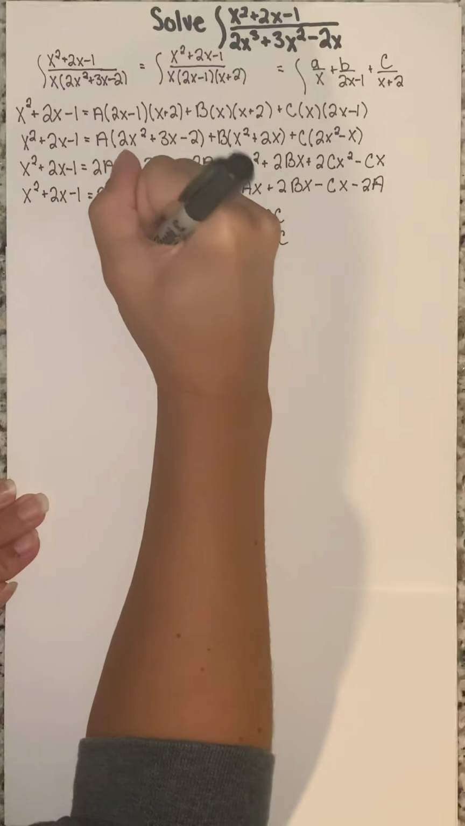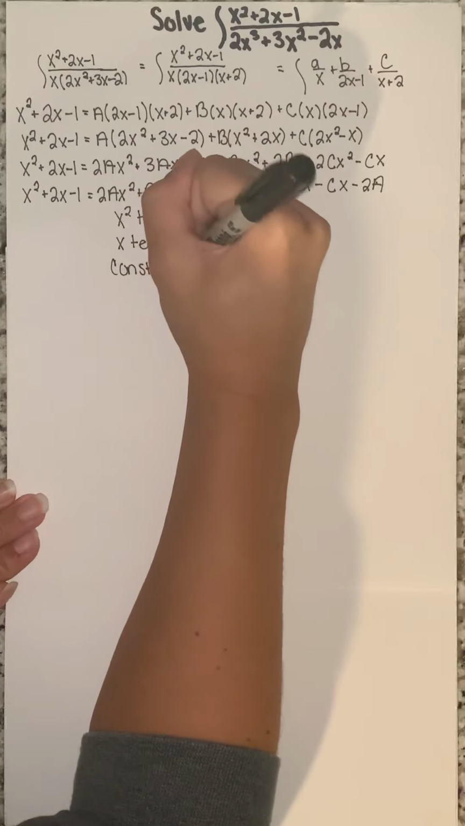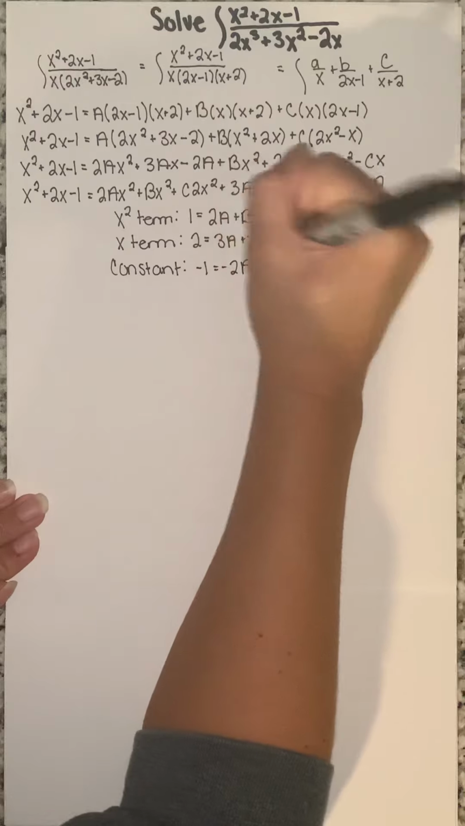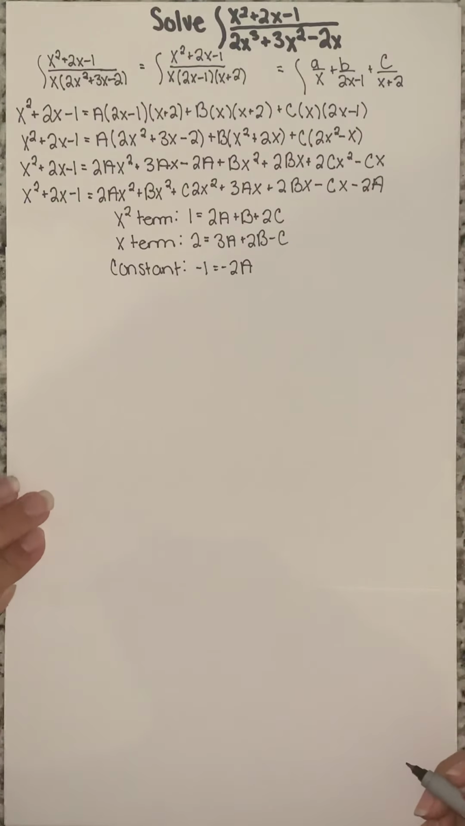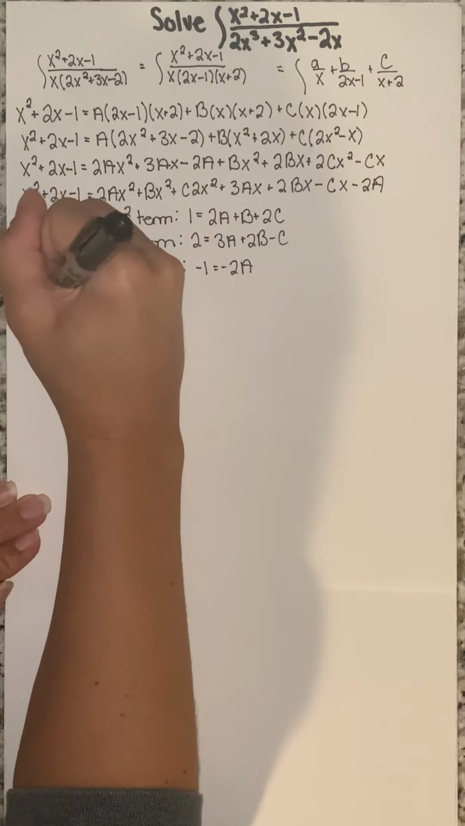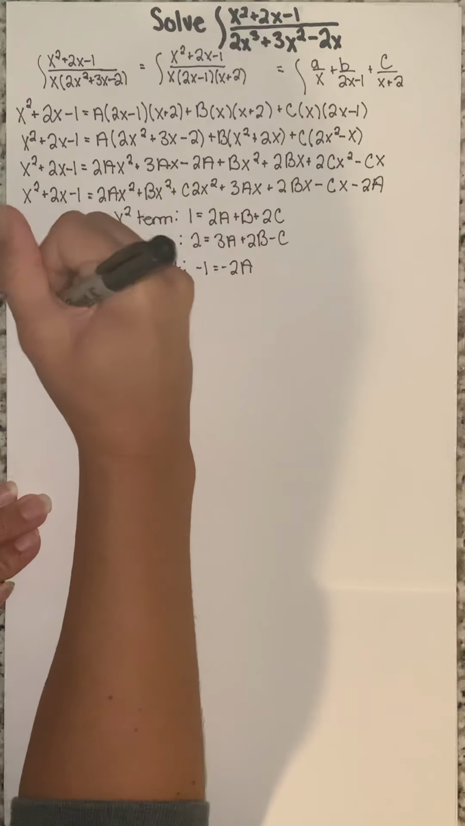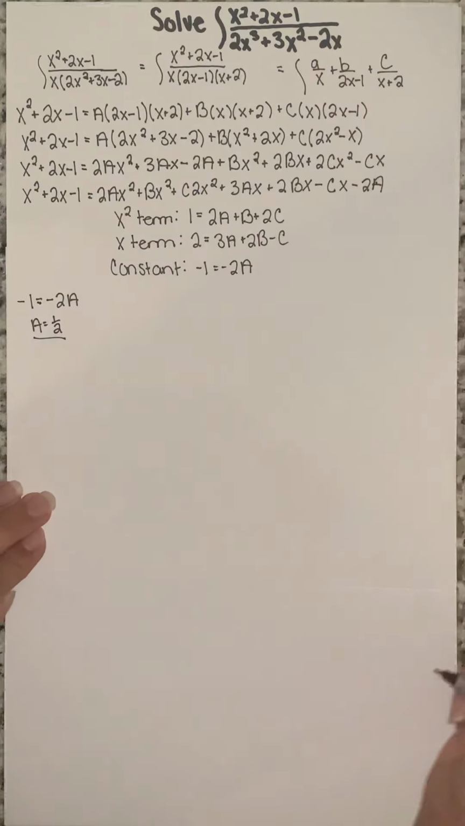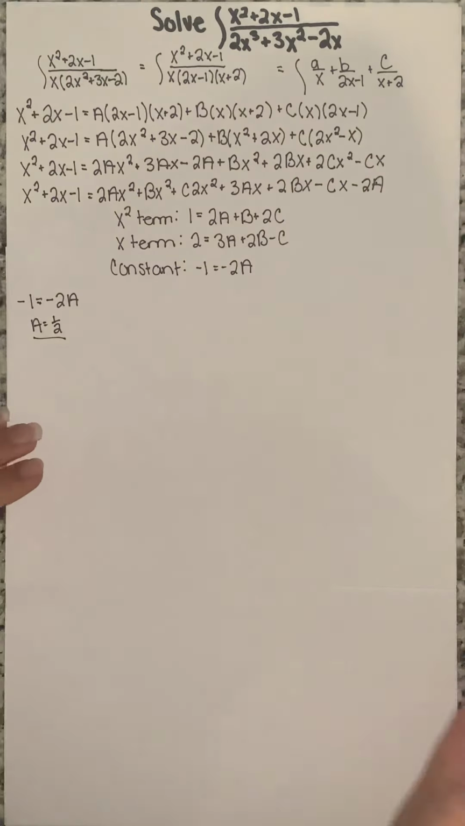For our constant, we will get that -1 equals -2a. From these equations, we can see that a is the easiest to solve for. So, by using -1 equals -2a, we get that a equals 1/2. Now we want to plug in 1/2 everywhere we see an a in our x squared and x term equations.